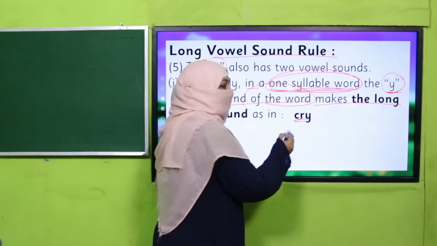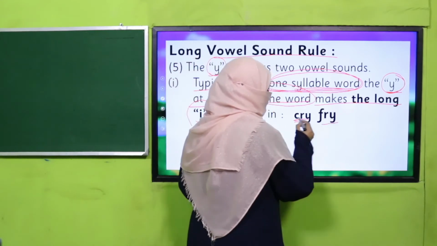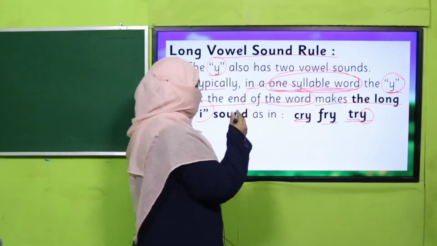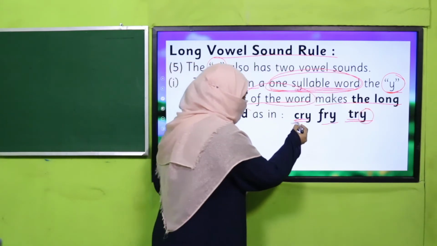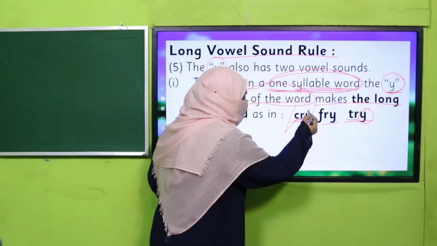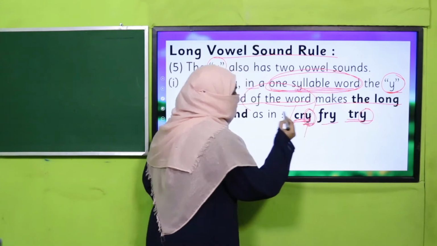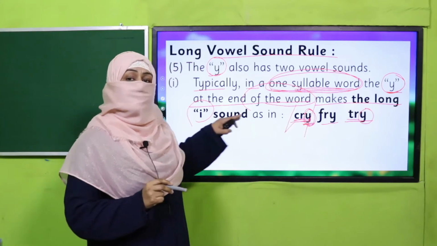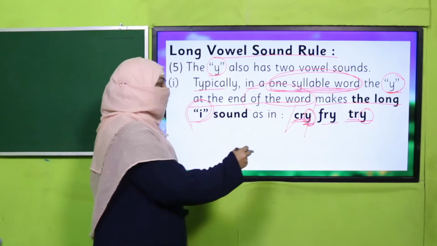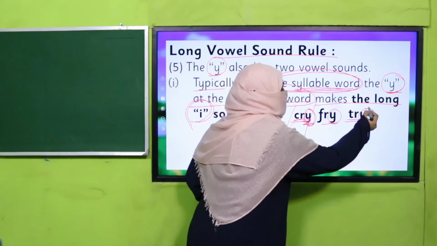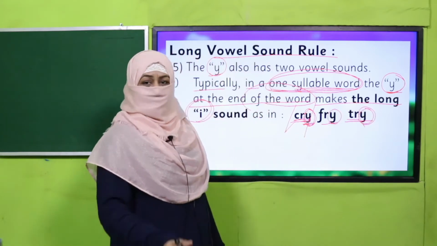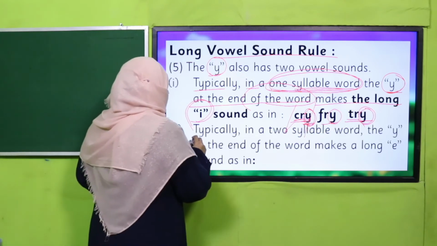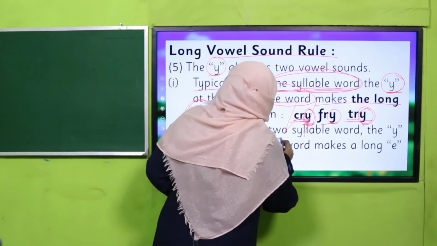Cry. Fry. Try. I. Try. Okay, so now you see all these are one syllable words and the letter Y is coming at the end of the word. That's why this Y will be pronounced as the long sound of I. Cry, fry, try. Are you getting it? Good job.